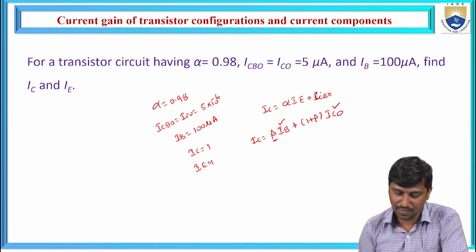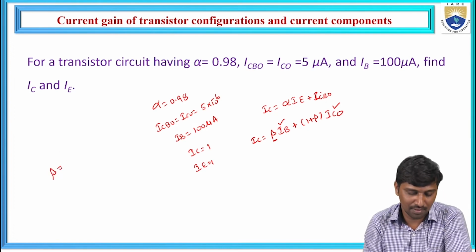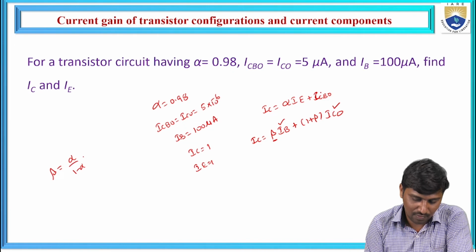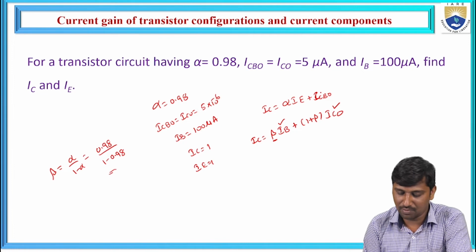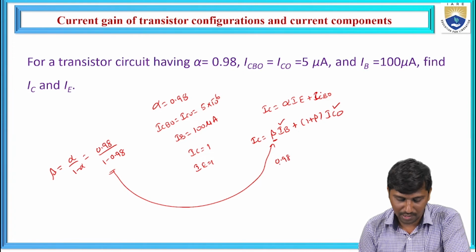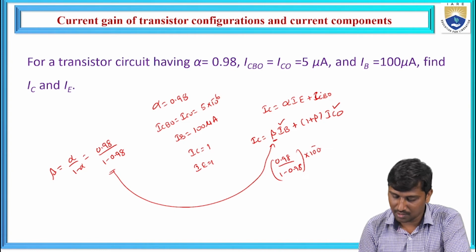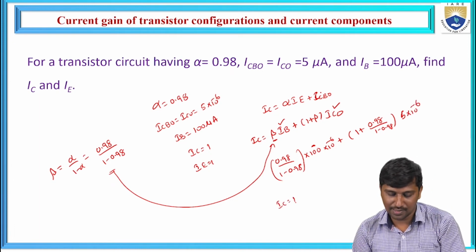Now first we need to identify this beta. They have given alpha, so we should write beta in terms of alpha. Beta means alpha by 1 minus alpha, that is 0.98 divided by 1 minus 0.98. It gives the beta value. So you can substitute the beta value here: 0.98 by 1 minus 0.98 into IB, which is 100 into 10 to the power of minus 6, plus (1 plus beta), that is 0.98 by 1 minus 0.98, into IC0, which is 5 into 10 to the power of minus 6. Then we can observe this IC value.